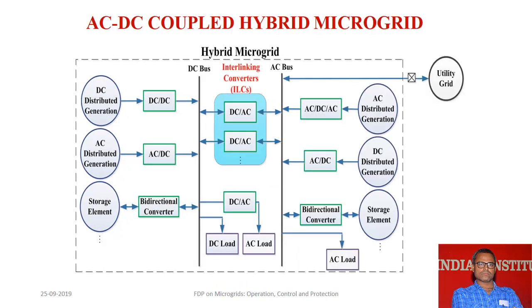You can see the AC-DC coupled hybrid microgrid, where there are two buses, a DC bus and an AC bus, and both are coupled to sources. The sources are coupled to the DC bus here, and to the AC bus here, and finally the loads are served from both the DC and AC buses, and only the AC bus can be synchronized to the utility. So these are the three types of architectures: AC coupled, DC coupled, and AC-DC coupled hybrid architecture. Okay.